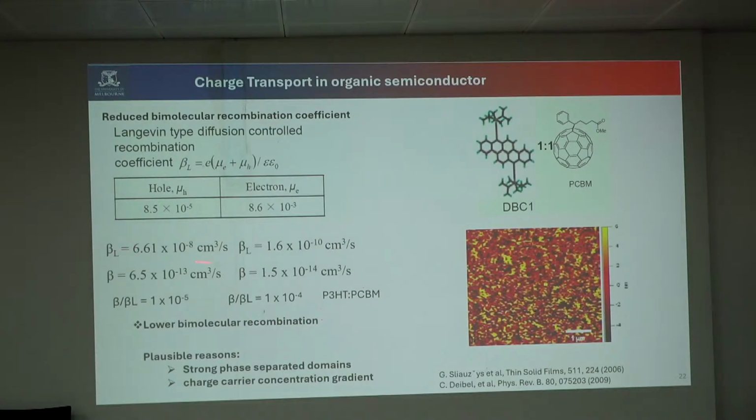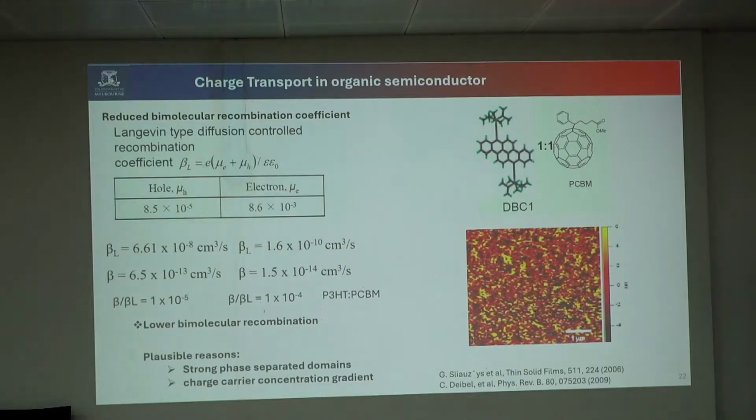Ideally we want to have low recombination. The answer may be that they have higher phase separated domains, or that a charge carrier gradient will be there. That's one of the reasons why we are getting this lower recombination. Even though we get low recombination, the performance is still low. There are other dominant factors behind the lower performance of this DBC based OPV device.